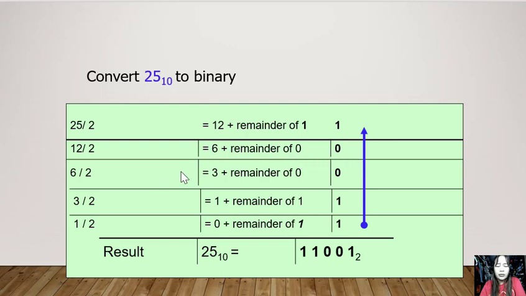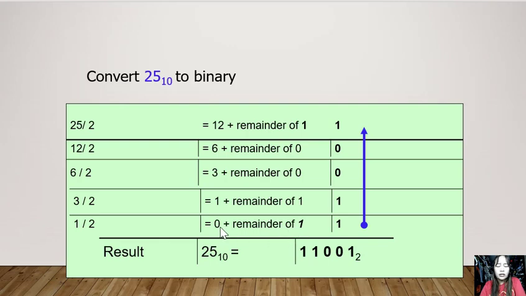6 divided by 2, you get 3 with a remainder of 0. Then 3 divided by 2, you have 1 with a remainder of 1. Then you continue dividing. 1 divided by 2, you get a result of 0 with a remainder of 1. Because the whole number is now 0, you stop dividing.